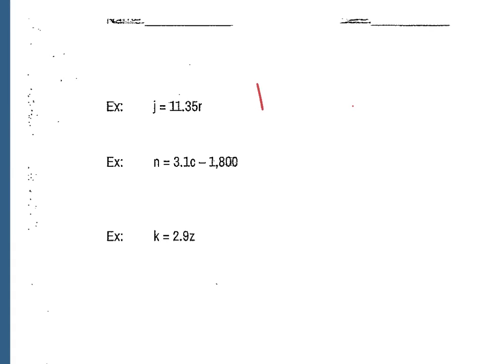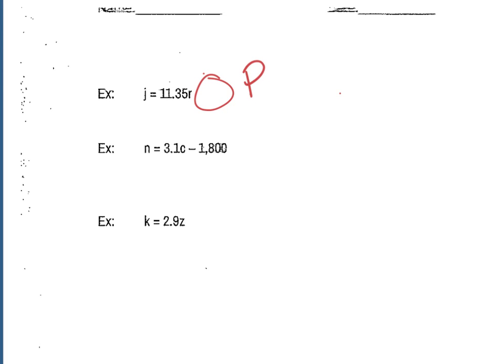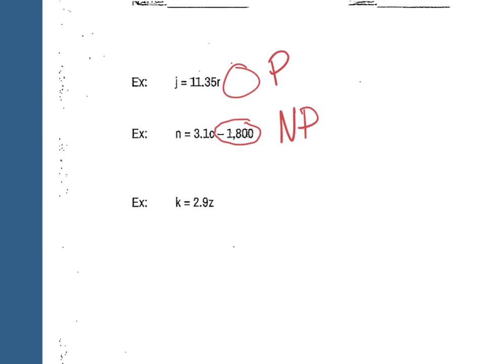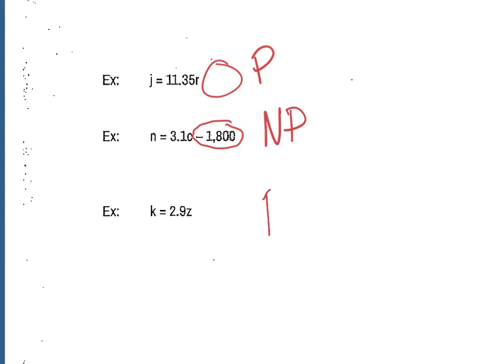Okay, first example in the back: proportional or non-proportional? Proportional. Why? What makes it proportional? There is no b. There's no plus something. No y-intercept, plus 0 technically. No y-intercept. What about the next one? Non-proportional, because there's a y-intercept. It starts, there's an initial fee. There's a y-intercept. And the last example? Proportional, because there is no extra fee, there's no b value, no y-intercept.